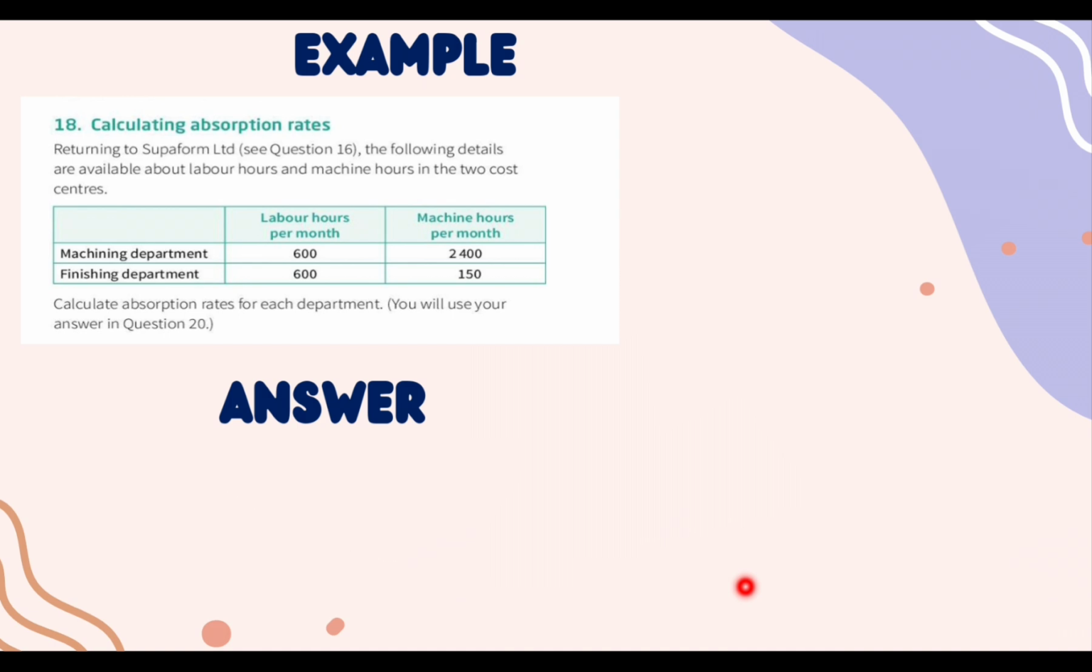Alright, so now we need to calculate an absorption rate. Now we need to calculate the actual OAR. I just hope I do not click on this screen and the answer pops up like that. So we are given the hours. Let's read through the information. Returning to Superform Limited, the following details are available about labor hours and machine hours in the two cost centers. So we have labor and we have machine hours.